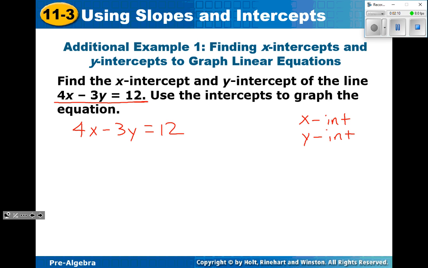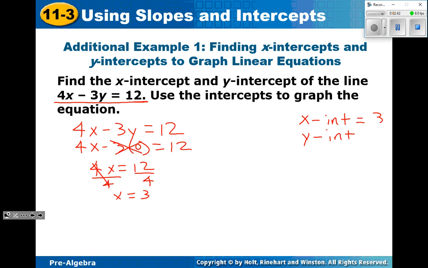If I want to find the x-intercept, that means y is 0, because it's right on the line. So you plug in 0 for y. 4x minus 3 times 0 equals 12. All I did was plug in 0 for y. And then, of course, that makes this term go away, because 3 times 0 is 0, leaving us with 4x equals 12. Divide both sides by 4, and x equals 3. So our x-intercept is 3.